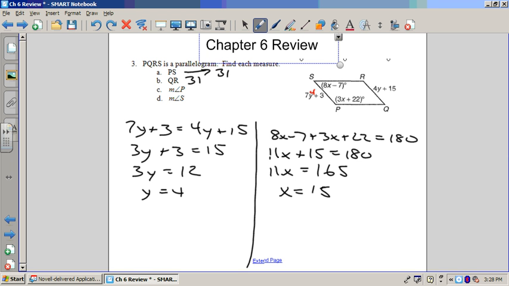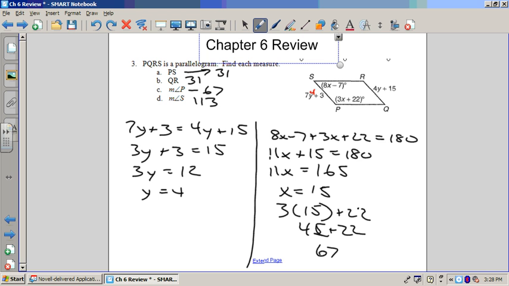I didn't want to know x though, I wanted to know the measure of angle P. The measure of angle P is going to be 3 times 15 plus 22, which is 45 plus 22, which is equal to 67 degrees. Once again, I understand that that angle looks obtuse, but we're going by the algebra. Apparently, when we tried to draw the parallelogram, we didn't do a very good job. We're going to take the properties of parallelograms, though, not the way they look. The measure of angle P is 67 degrees. Therefore, the measure of angle S must be 180 minus 67, which is 113.